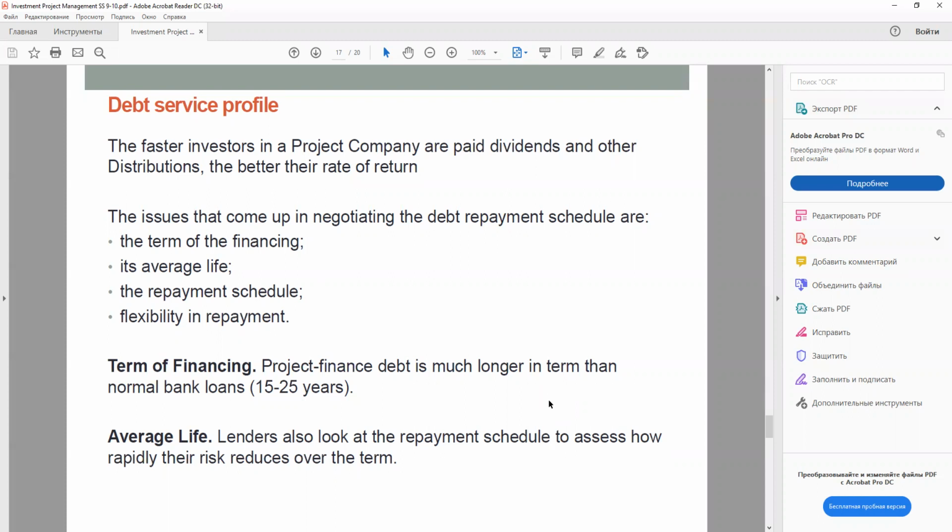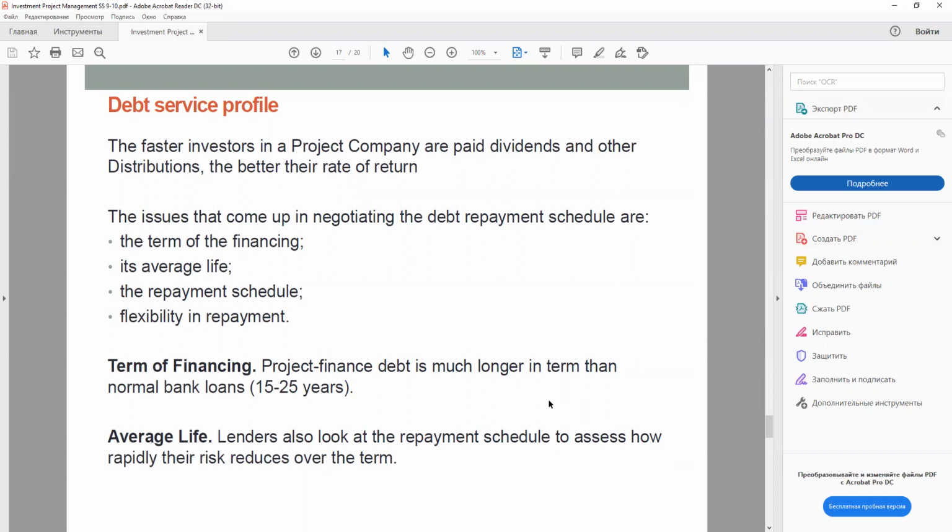Striking a reasonable balance between these conflicting demands is an important part of the loan negotiations. The issues that come up in negotiating the debt repayment schedule are the term of the financing, its average life, the repayment schedule, and flexibility in repayment. What about the term of financing?